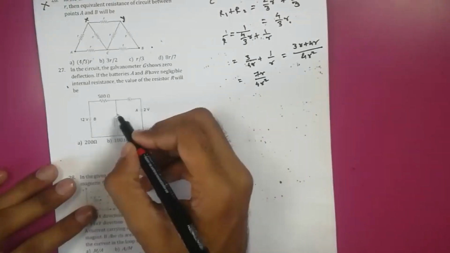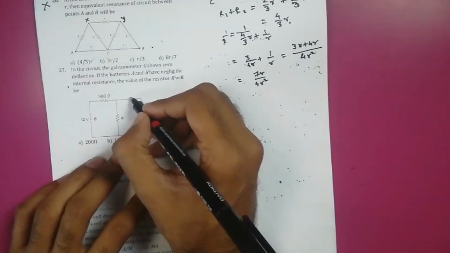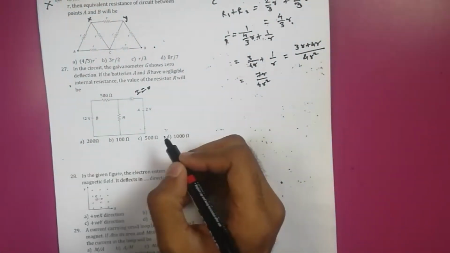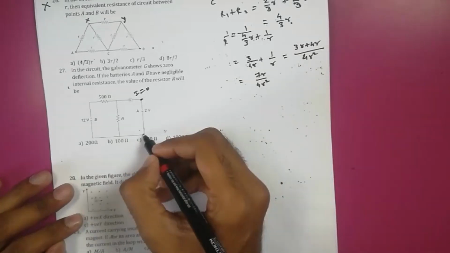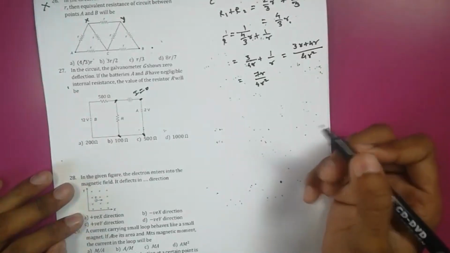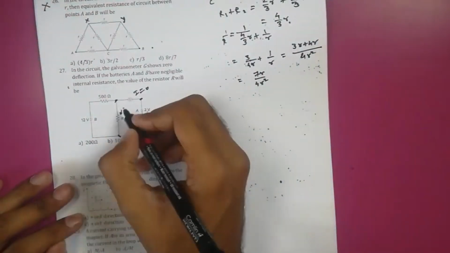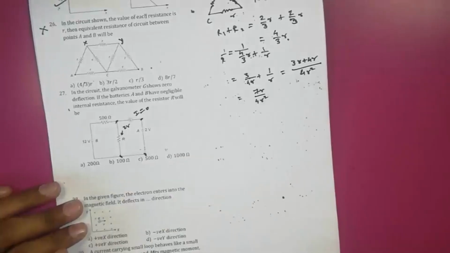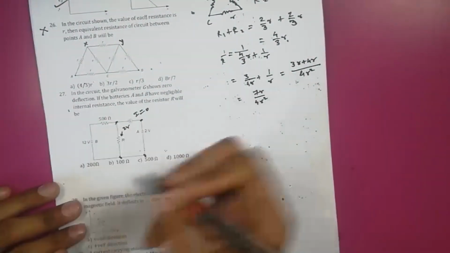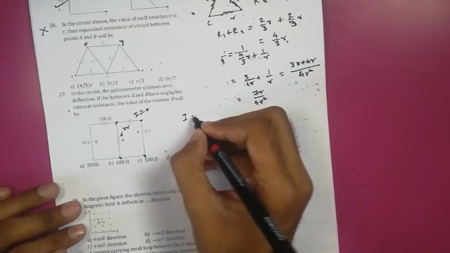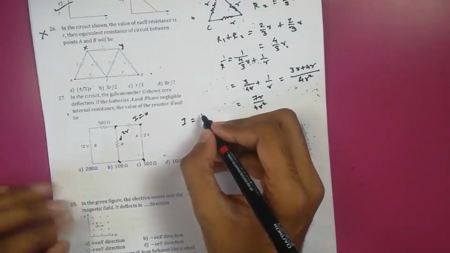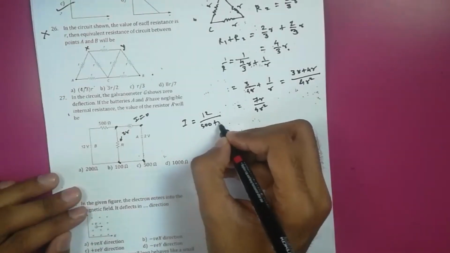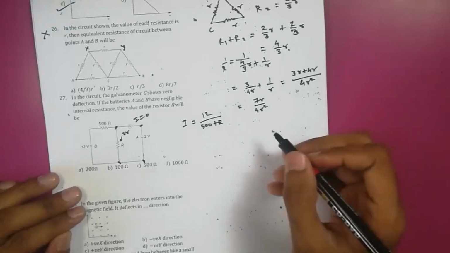It says that the galvanometer shows no deflection. That means there is no current flowing, which also means that the potential across this is equal to the potential across this. That means the voltage across this resistor is 2 volts. Alright, so first of all, we can consider that they are connected in series. That means I can be written as V by R, where the potential is 12, and the total resistance can be considered as 500 plus this R.